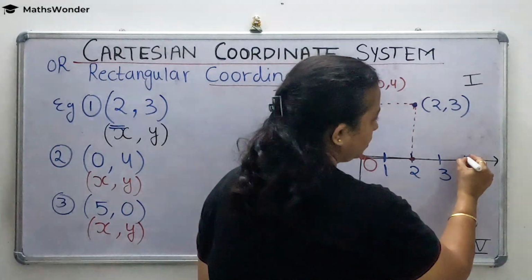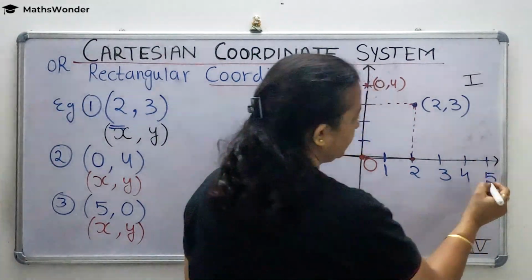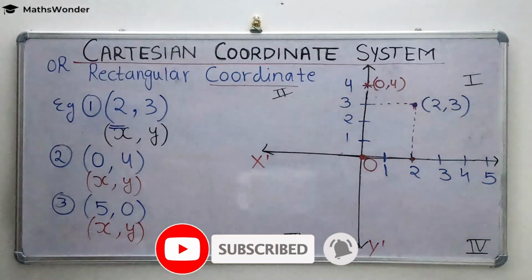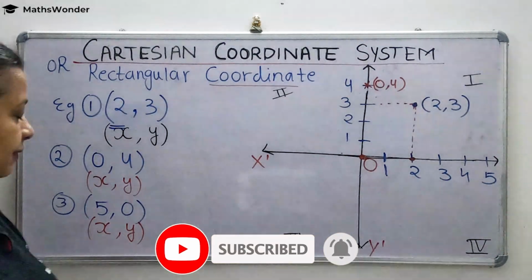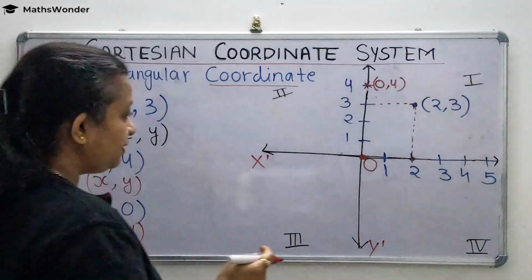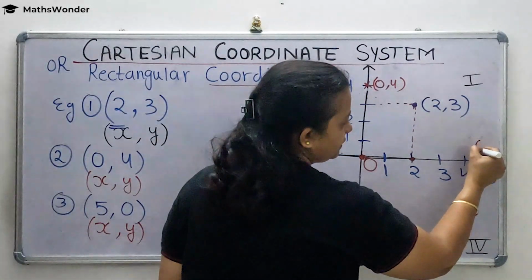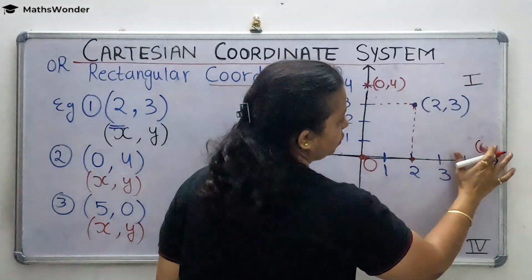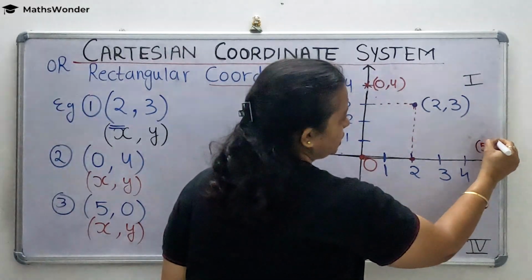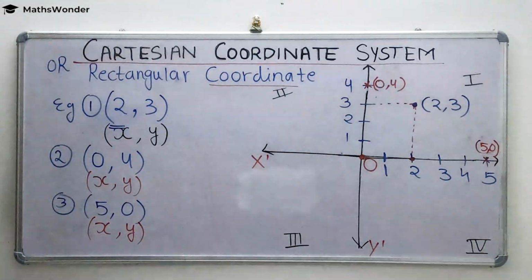So this is 4. This is 5. Now x is 0 for any axis, x or y, 0 is same for all. So we only need to check x here. So this will be 5, 0. Okay. 5, 0. This is this coordinate.